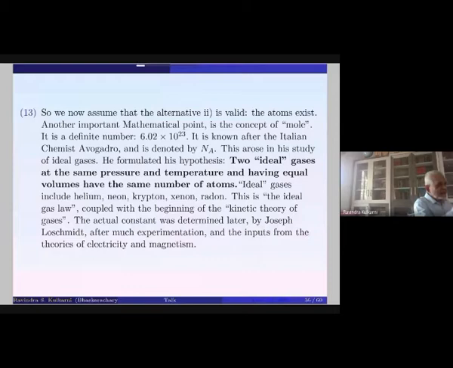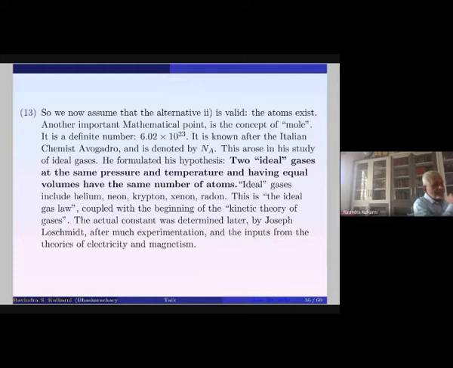You know the ideal gas law, PV equals nRT. That R depends on a particular gas, but that n is independent. Now, if P, V, T are constant, then except for this R, this n is constant. That is, n is the number of moles under consideration, and that was Avogadro's number. Ideal gases concretely include, as a list, helium, neon, krypton, xenon, radon. This is the ideal gas law coupled with the kinetic theory of gases.